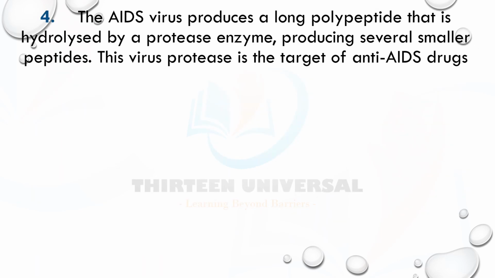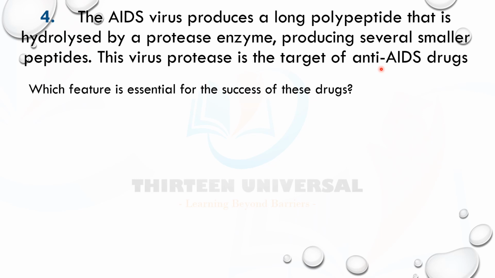The AIDS virus produces a long polypeptide that is hydrolyzed by a protease enzyme, producing several smaller polypeptides. This virus protease is an enzyme, so it's a target of anti-AIDS drugs. Now I want to say that most drugs act as inhibitors of a particular enzyme. So which feature is essential for the success of these drugs?